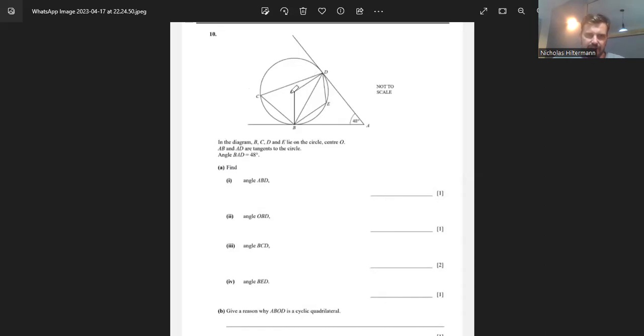If O is the center of the circle and this AD is a tangent, we know that these are 90 degrees, right? Let's do it in a different pen. So we just know that those are 90 degrees, these two angles here. Let me just do them in different colors. And that's because your tangent is perpendicular to your radius. Yeah, we've got a lot of things here.